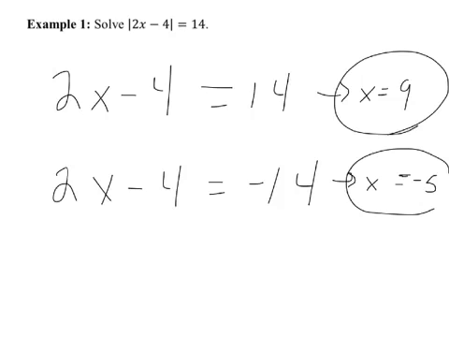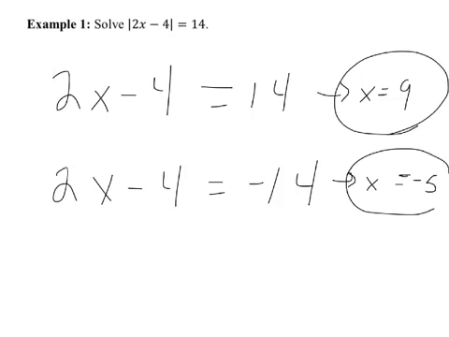Now, let's think about what this actually means. If you plug a 9 in back up here, what are you going to get on this side? You're going to get 14. If you plug a -5 in though, what do you end up getting before you take the absolute value? Before you take it, you're going to get negative 14. You get the -14 back where you started from.